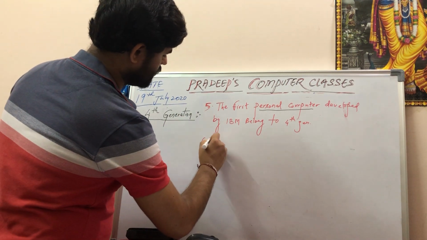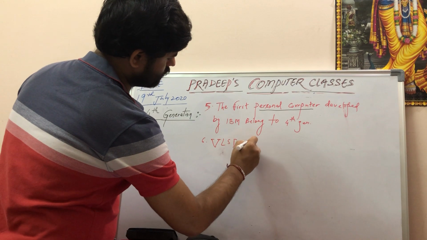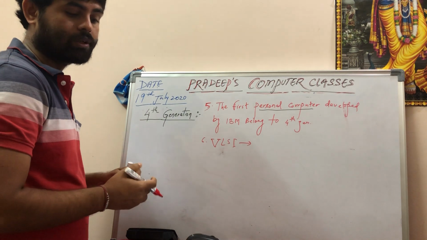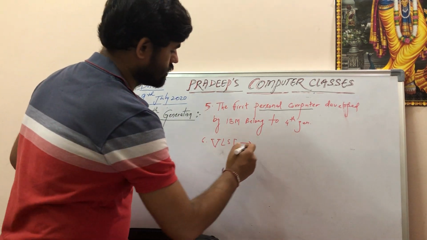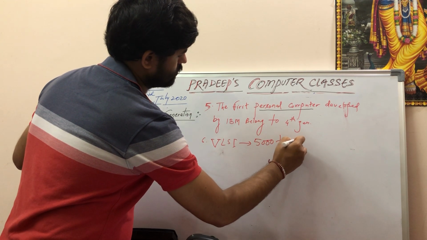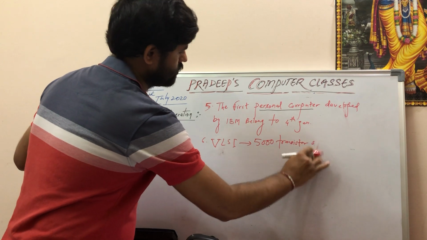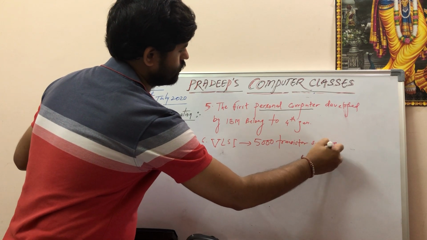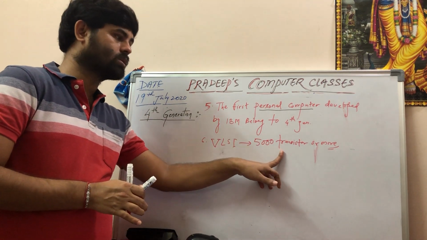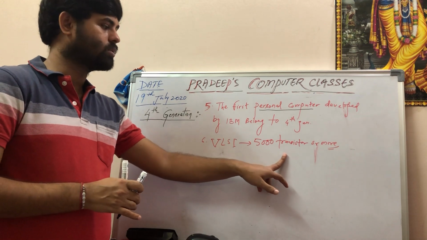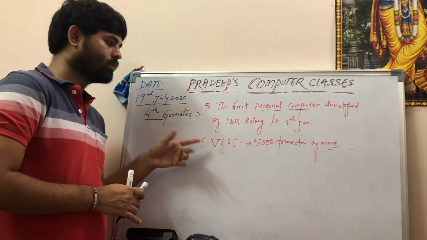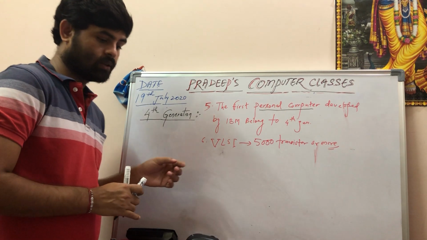Next is the sixth point. I have said VLSI technology consists of very large scale integrated circuits. So how many transistors can it take? It consists of 5,000 transistors or more. So 5,000 transistors or more are used in VLSI technology. If we are using one transistor in the third generation, we say that it is fast. And if I say I am using 5,000 transistors in the fourth generation, then it will be very fast.